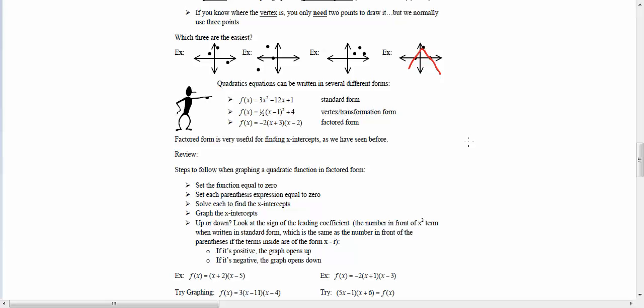Now, what we're gonna do is we're gonna write these parabolas. Now, there's three different types of forms that we've introduced to you. The first is called the standard form. Now, the standard form, actually, you know what?